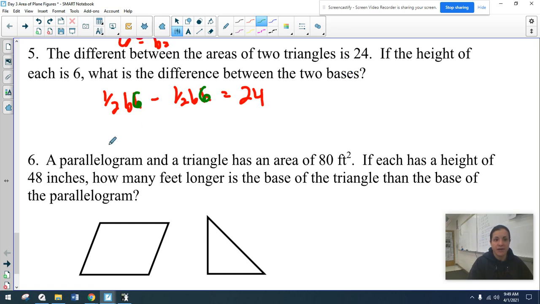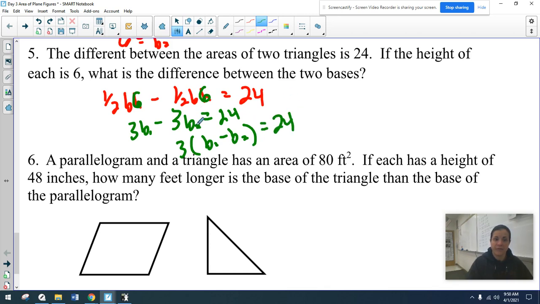So what I can do is 1/2 of 6 to get 3. And same thing here, 1/2 of 6 to get 3. So what I can do is factor out, because I know if we do 3b minus 3b, you get nothing. So I'm going to factor out a 3, because my bases might be different in this case. So we want to call this base 1 and base 2. So they're kind of different there. Now, if I divide both sides by 3, the difference of my 2 bases is 8. They didn't give me units for the 8.